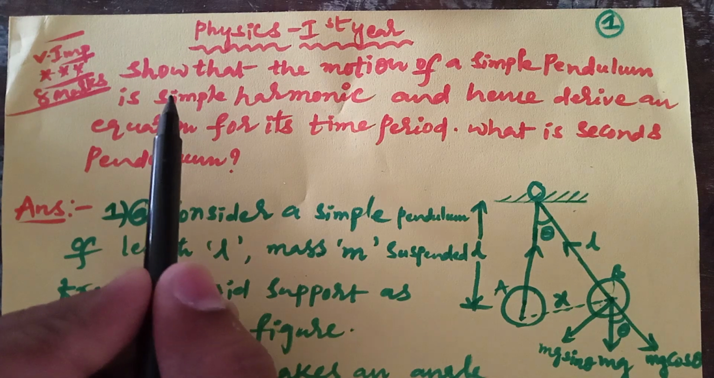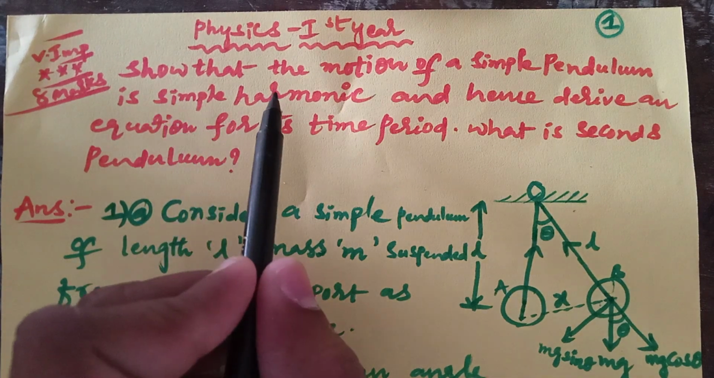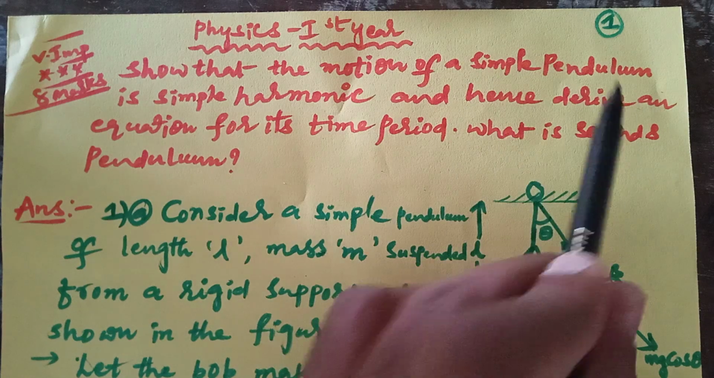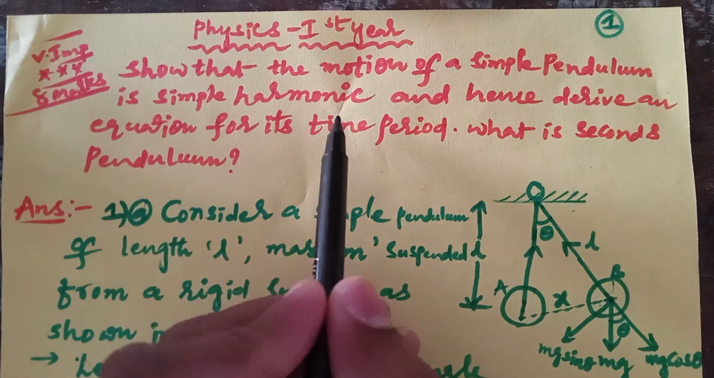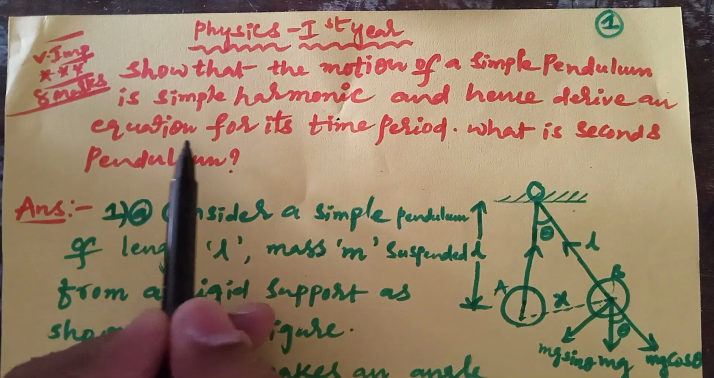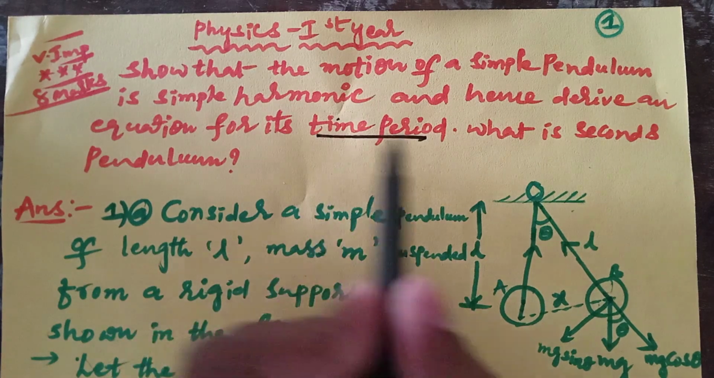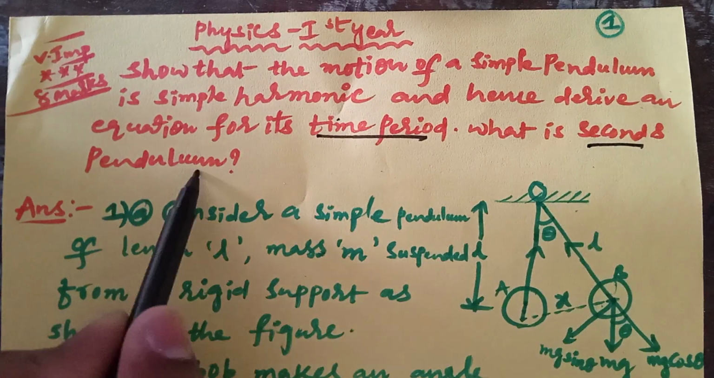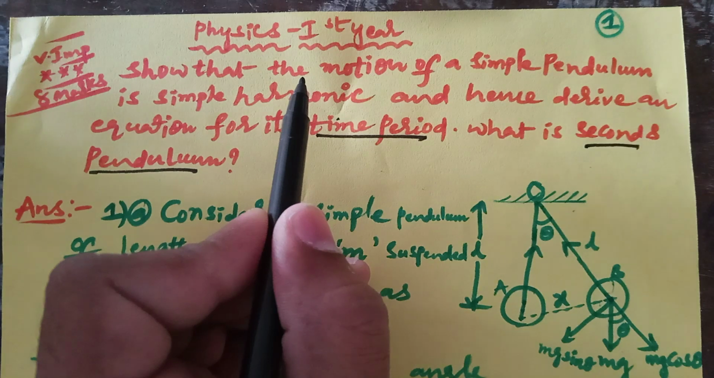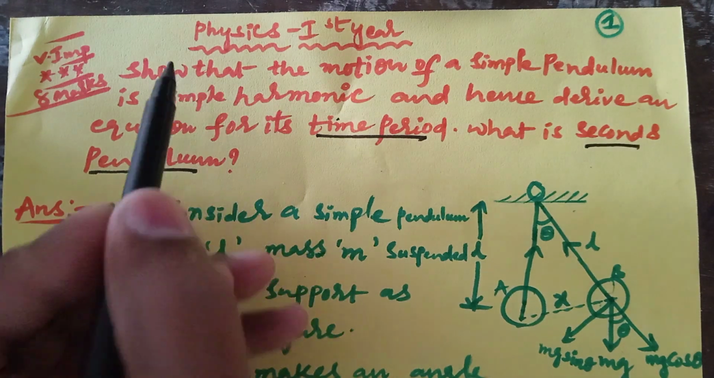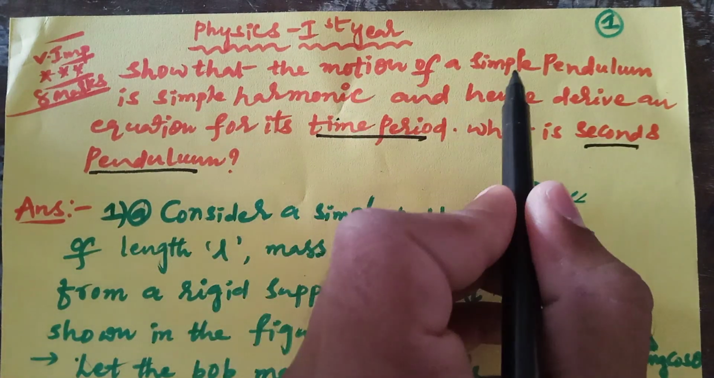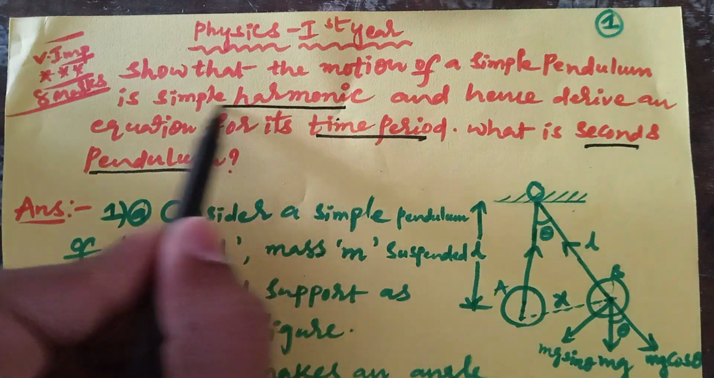So today's question is: show that the motion of a simple pendulum is simple harmonic and hence derive an equation for its time period. What is a seconds pendulum? So first of all, we can see 3 parts in this. Show that the motion of a simple pendulum is simple harmonic.